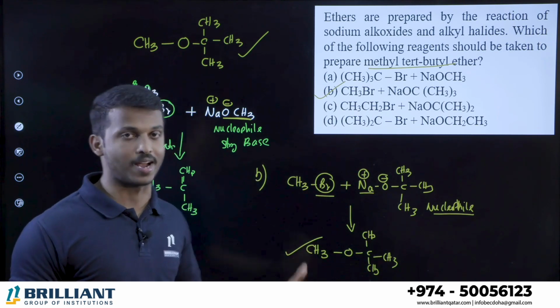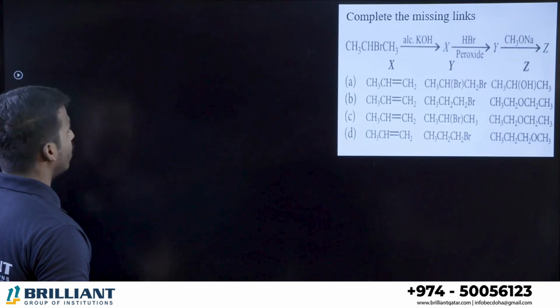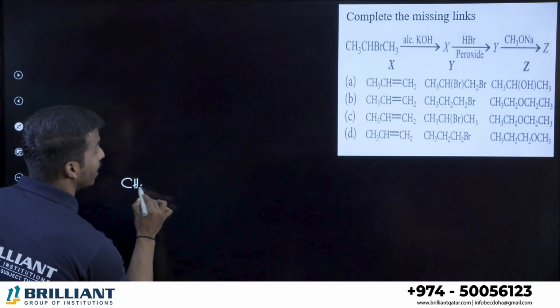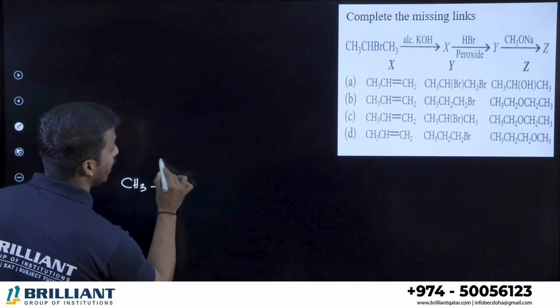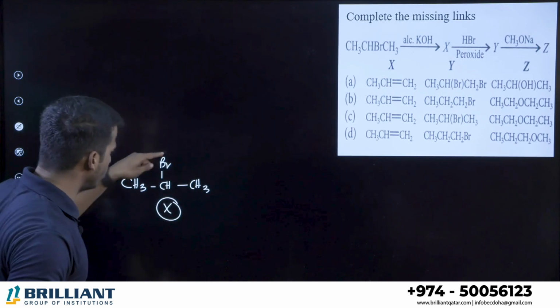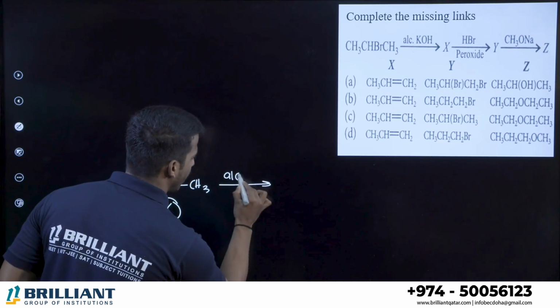Keep in mind, very carefully read the NCERT textbook under the section on Williamson synthesis. You can see the same reactions. Next question, dear all: complete the following reaction. The starting material is CH3CHBrCH3, compound X, 2-bromopropane. It is treated with alcoholic KOH.